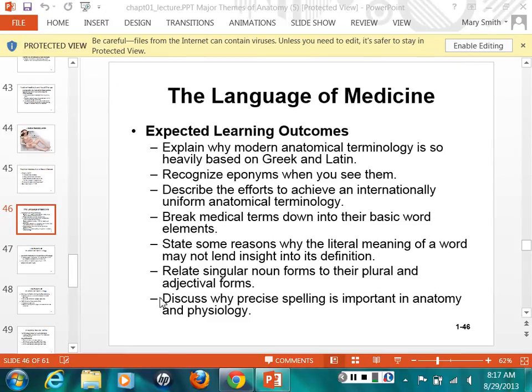Okay, let me put one up here. I think this one was on your lab. Okay, I need you to break this one down for me, because you got a prefix here. Chondros.